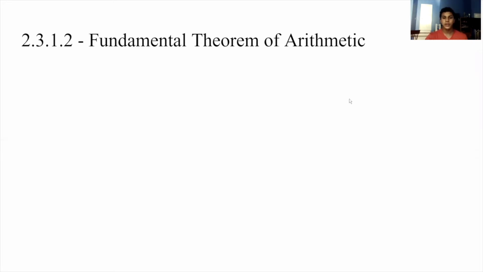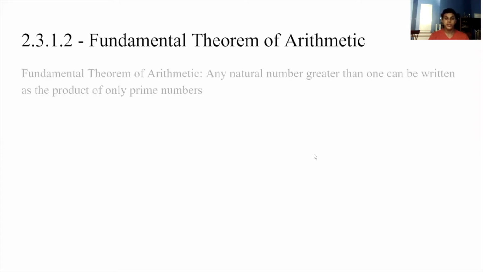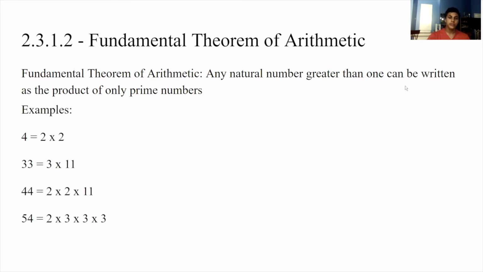So first we'll be starting with the fundamental theorem of arithmetic. The fundamental theorem of arithmetic is a theorem that states that any natural number greater than 1 can be written as the product of only prime numbers. So here I have examples. So 4 equals 2 times 2, 33 equals 3 times 11, 44 equals 2 times 2 times 11, and 54 equals 2 times 3 times 3 times 3.